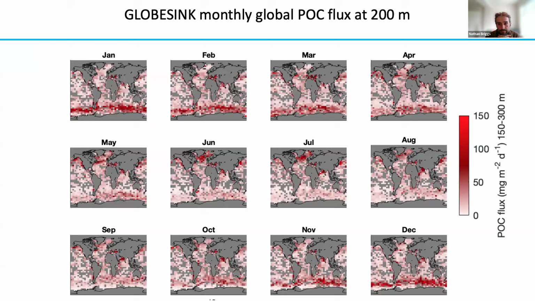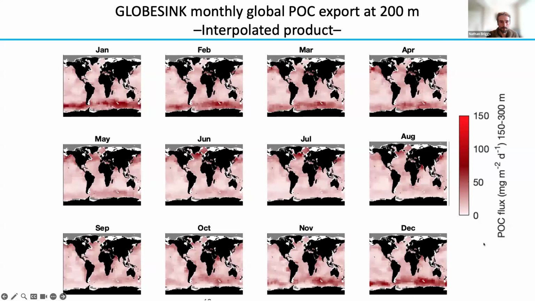4 by 8 degree grid, 50 meter vertical bins, and monthly climatologies. So this is showing monthly POC flux at 200 meters. It looks similar to the particle concentrations that I showed you, but this is including all the contributions of all the particle sizes altogether. And this is now in units of POC flux, milligrams per meter squared per day. The final step to make a truly global climatology is an additional smoothing and interpolation step to fill in all the gaps.